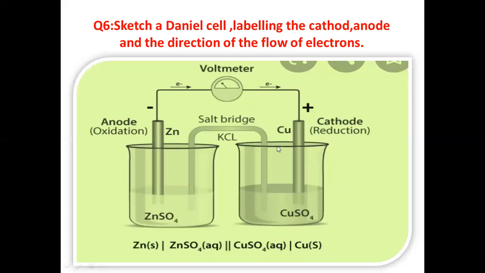There is a salt bridge. The function of the salt bridge is to control the ion balance between the two beakers, and you can see that the electrons are moving from anode towards the cathode. At anode, oxidation will take place, and at cathode, reduction will take place. The only difference between the electrolytic cell and the Daniell cell is that you can see the cathode is marked with a positive sign and the anode is represented by the negative sign.